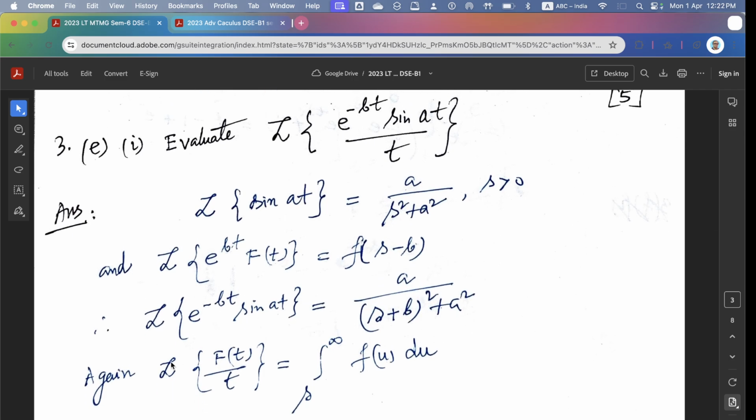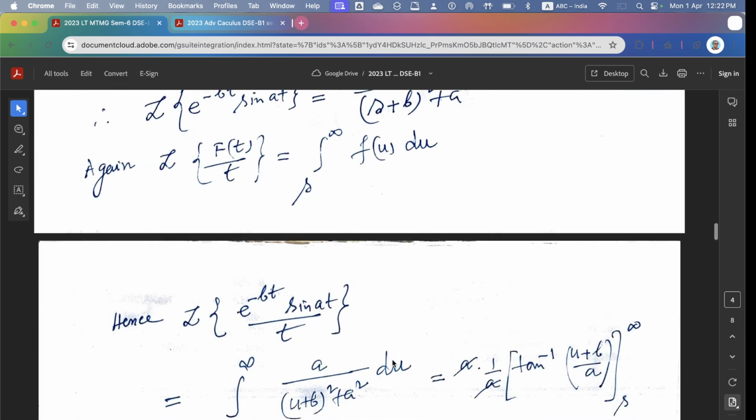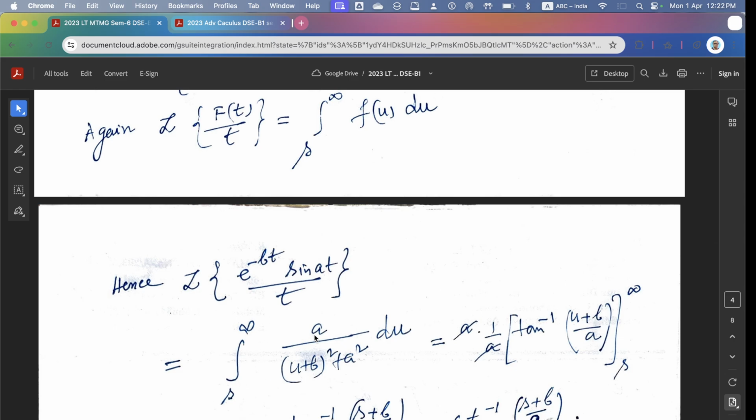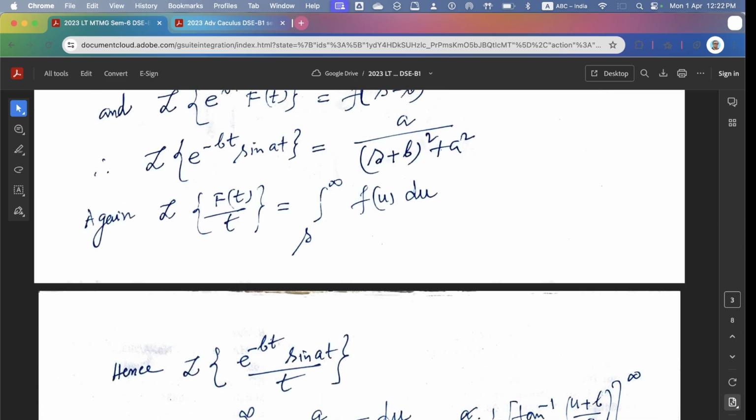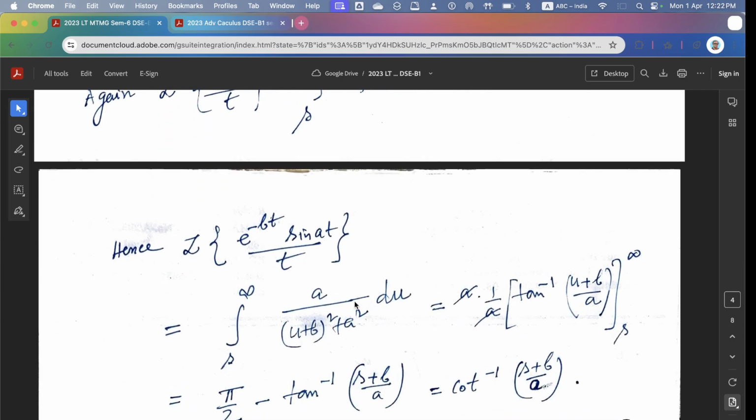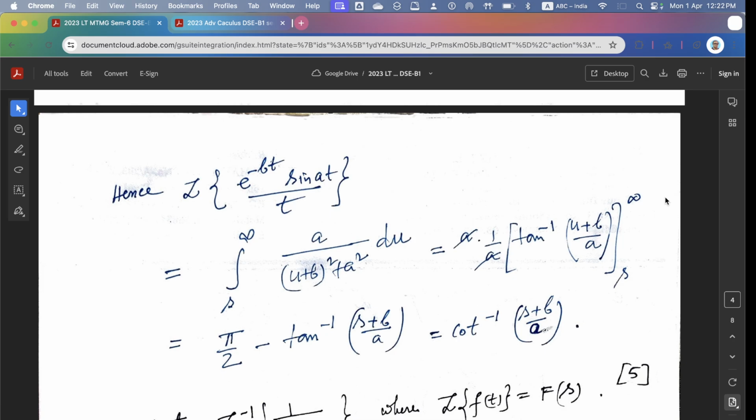So L of capital F(t) by t equals the integration from s to infinity of f(u) du. Hence this integration from s to infinity of a by (u plus b) whole square plus a square into du. This a is a constant, and this is 1 by a tan inverse of (u plus b) by a, with limits from s to infinity. You can write this as the limit of capital A tending to infinity. That is pi by 2, tan inverse infinity, minus tan inverse of (s plus b) by a, that is equal to cot inverse of (s plus b) by a. This is the answer.